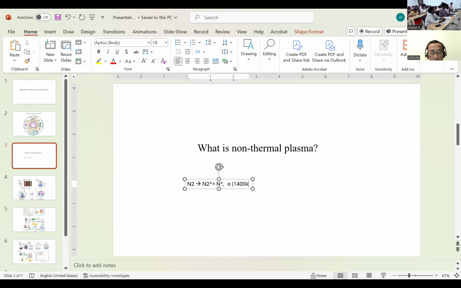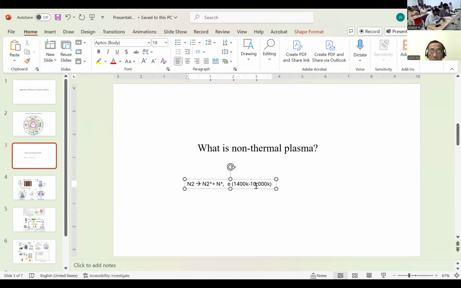or some even say 10,000 K. Whatever the unit you name, I'm not good in Kelvin. That's the temperature. So it's a very high temperature.